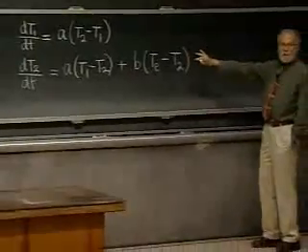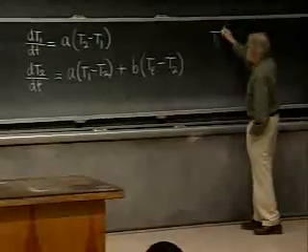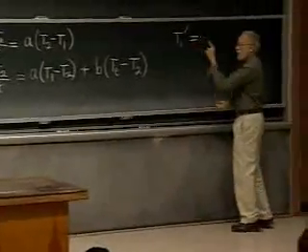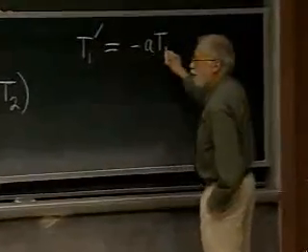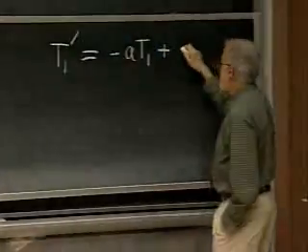This is the first attempt at writing the system, but the final version should look like this. T1 prime, I won't bother writing dT/dt, is equal to T1 must come first. So minus A times T1 plus A times T2.